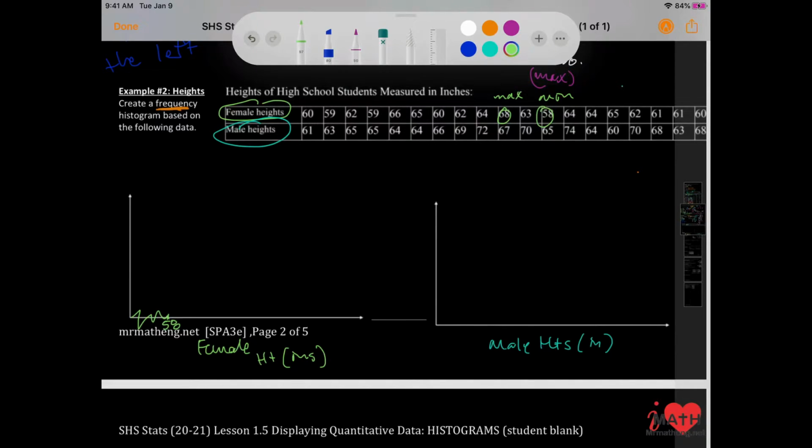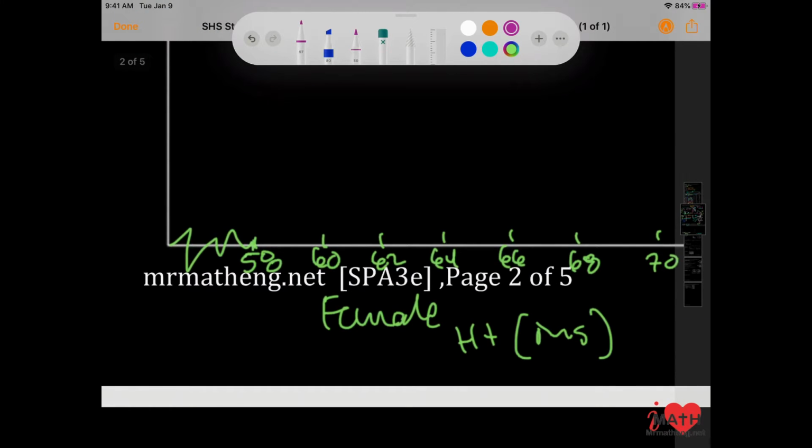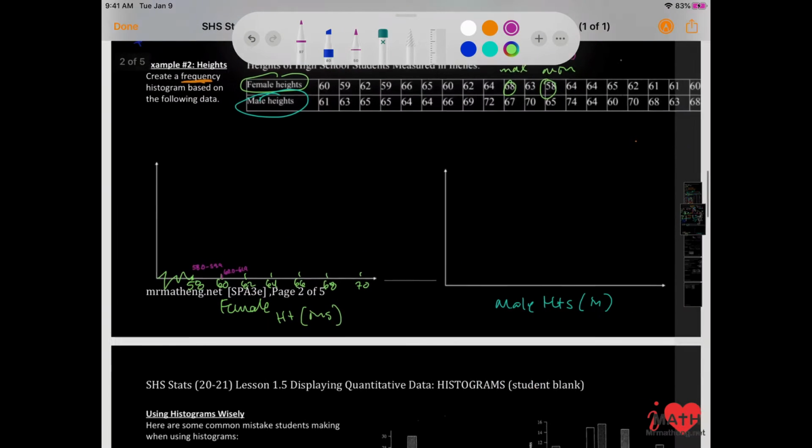Okay, so that means let's count here. Let's count by 2: 60, 62, 64, 66, 68, and 70. Okay, so let's make sure we understand. This one is going to represent 58.0 to 59.9. And this next bin or class will represent starting at 60 to like 61.9. Okay, it doesn't include the next one up.